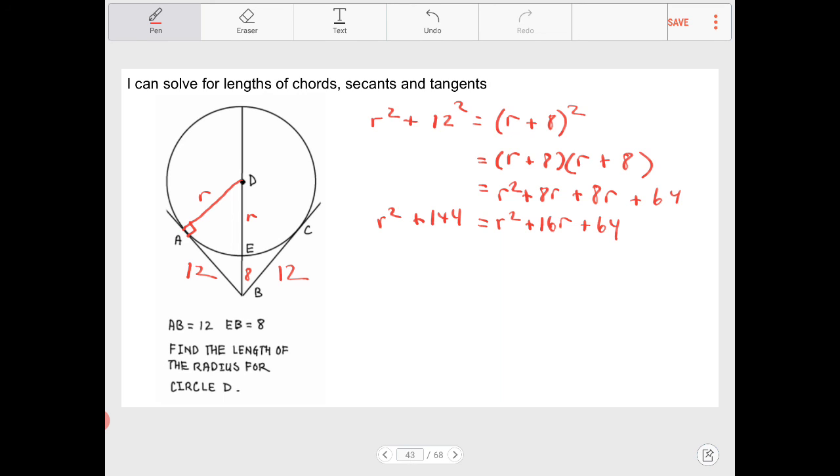Notice that we have R squares on both sides. So this turns into 144 is equal to 16R plus 64. Let's subtract both sides by 64. So if we do that, we'll end up with 80 is equal to 16R. And if 80 is equal to 16R, let's divide both sides by 16. R will therefore equal 5.